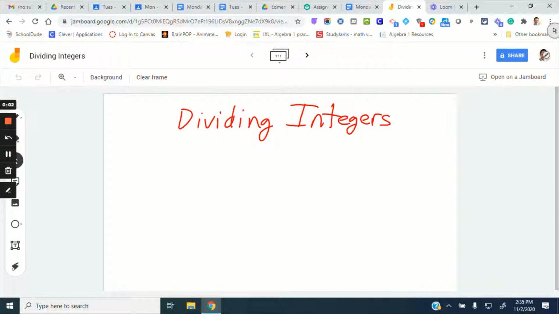Hello everybody. Today we're going to talk about dividing integers. Luckily for us, we just did multiplying integers. So the sign rules for multiplying and dividing are exactly the same.